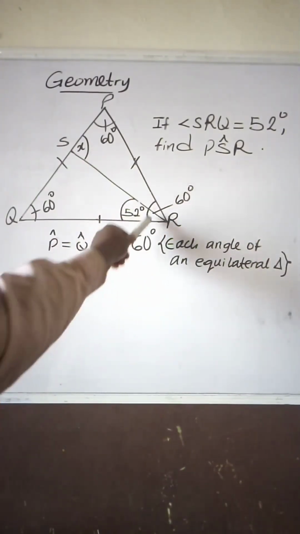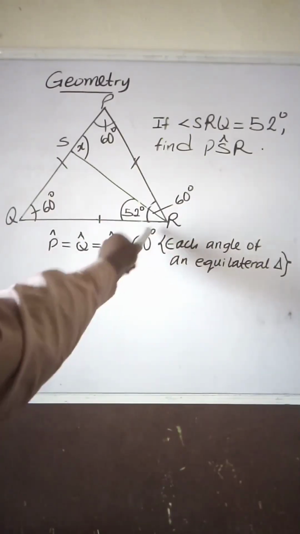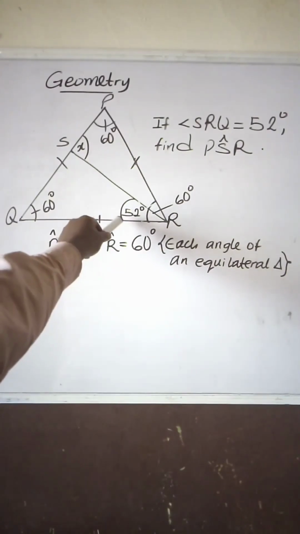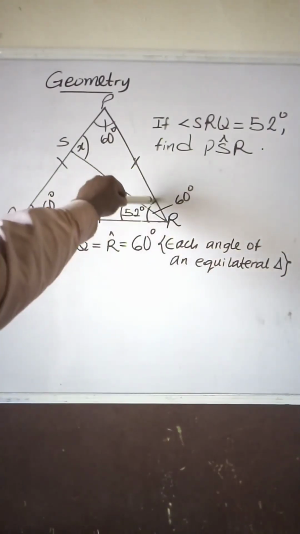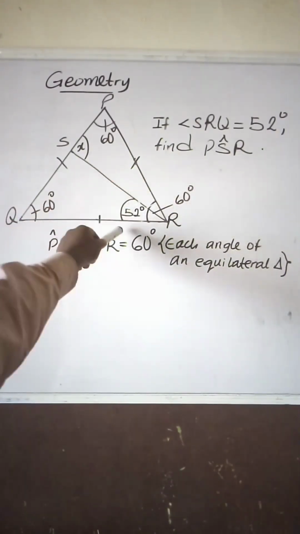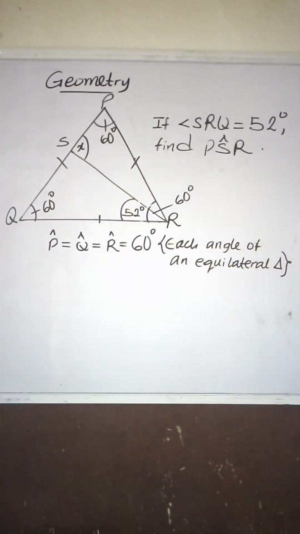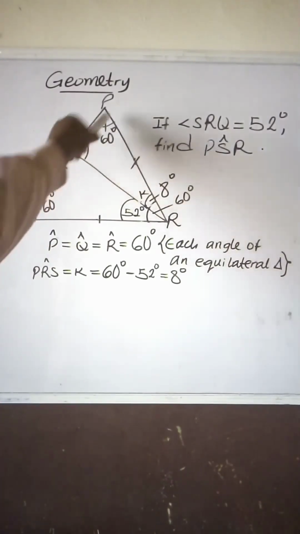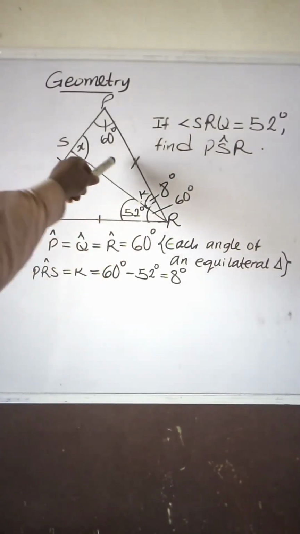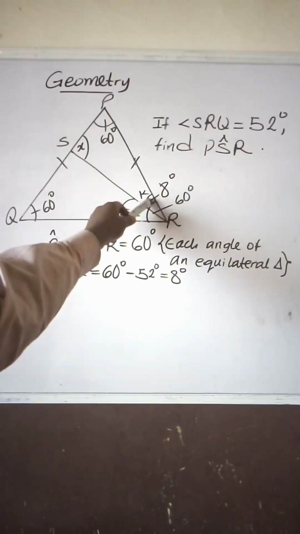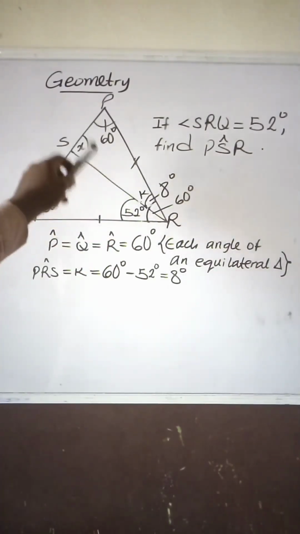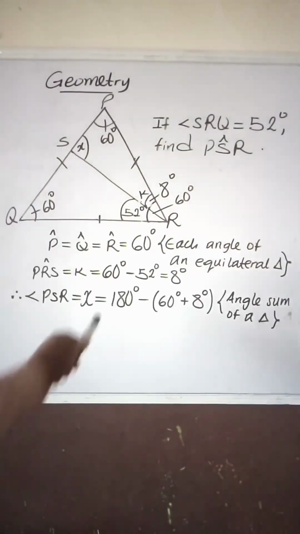And we know that the angle A, the full angle A, is 60 degrees. And then part of the angle is 52 degrees. So K can be obtained by subtracting 52 degrees from 60 degrees, which is 8 degrees. Now to find the angle X, that is angle PSR, simply subtract the sum of 60 degrees and 8 degrees, that is angle K, from 180 degrees. That is the sum of angles of a triangle, which is 112 degrees.